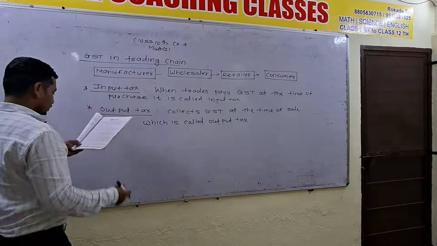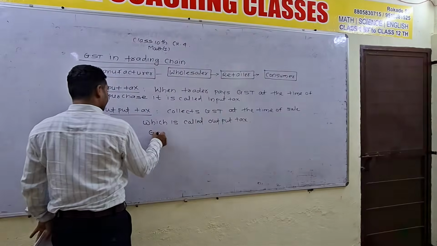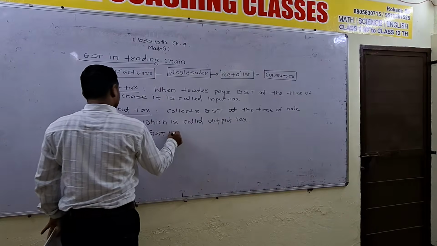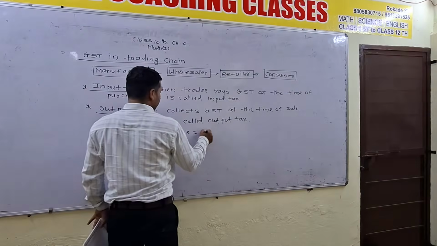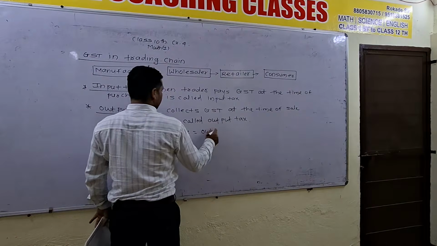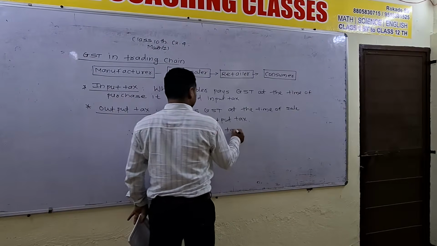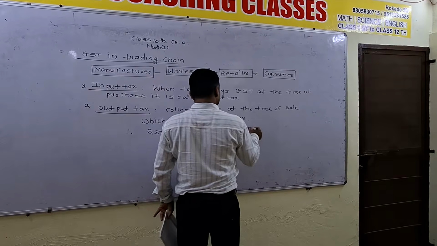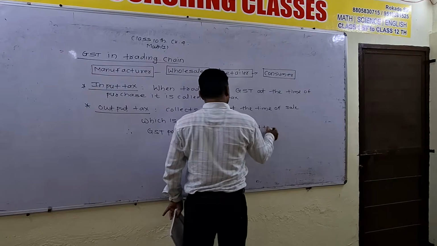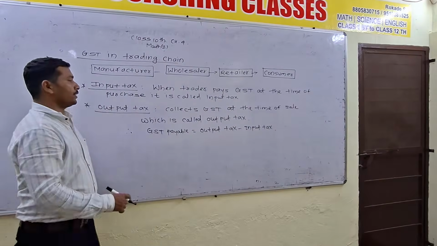We write down here again. GST payable is equal to output tax minus input tax. This is the formula. So now we are clear on the whole concept of output tax and input tax.